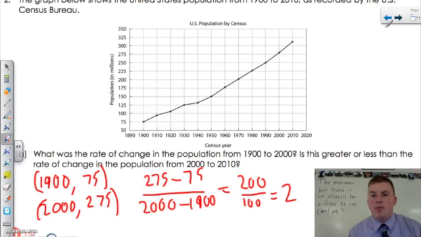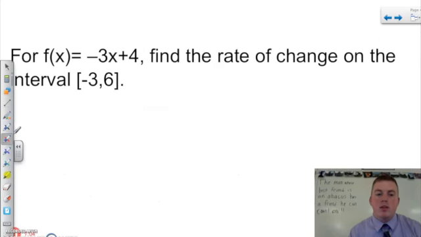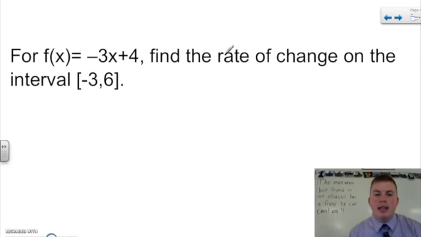Alright, moving on. You have a problem that looks very similar to this in the application. We're going to do a slightly different version because there's only one problem for you to practice, so keep in mind this is not the actual problem. This is an example problem for you guys. So for f of x equals negative 3x plus 4, we want to find the rate of change on the interval from negative 3 to 6.